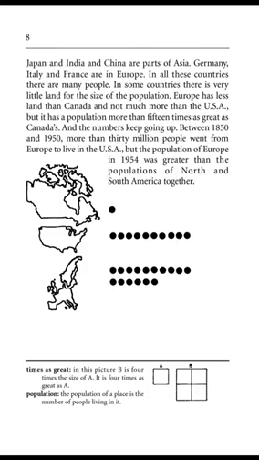Page 8. Japan and India and China are parts of Asia. Germany, Italy, and France are in Europe. In all these countries, there are many people. In some countries, there is very little land for the size of the population. Europe has less land than Canada, and not much more than the USA, but it has a population more than 15 times as great as Canada's. And the numbers keep going up. Between 1850 and 1950, more than 30 million people went from Europe to live in the USA, but the population of Europe in 1954 was greater than the populations of North and South America together.